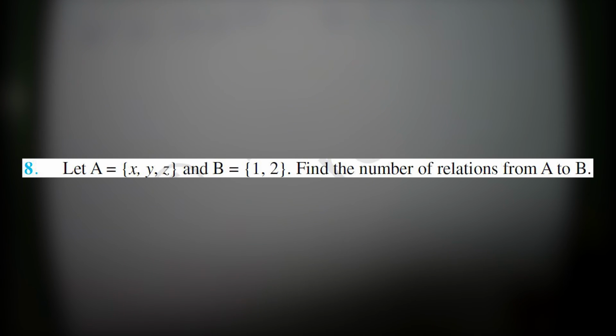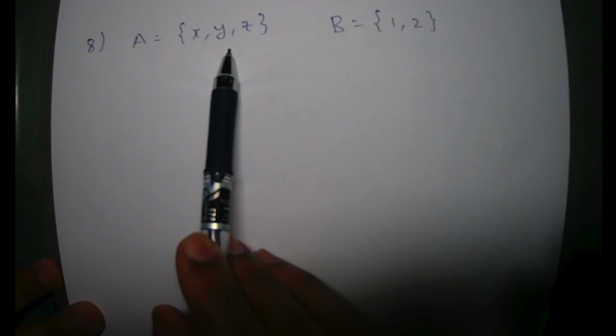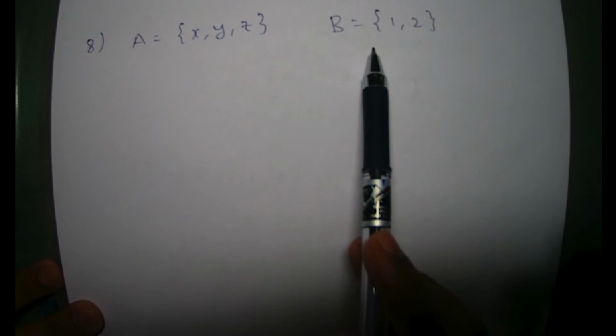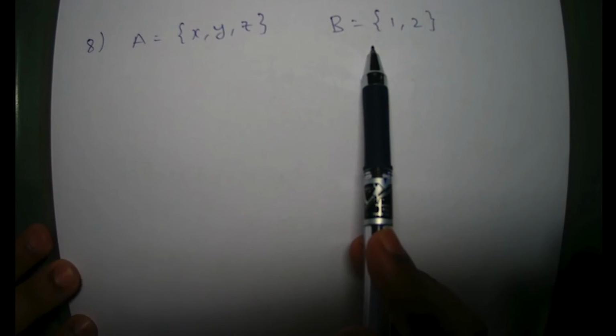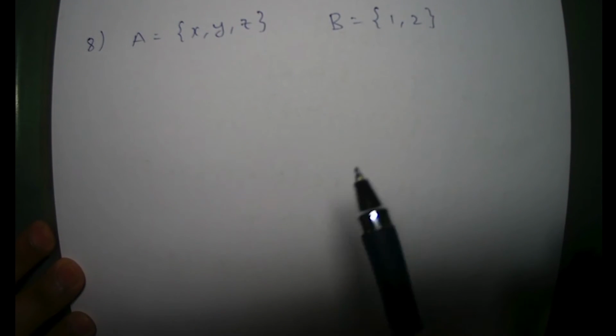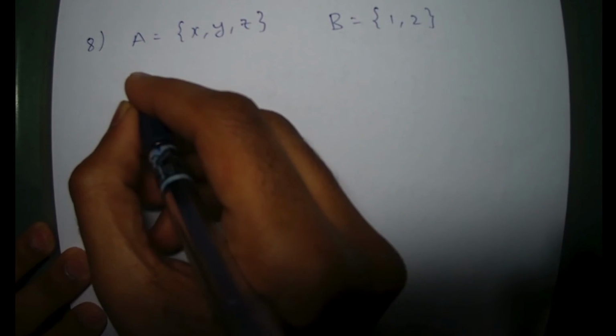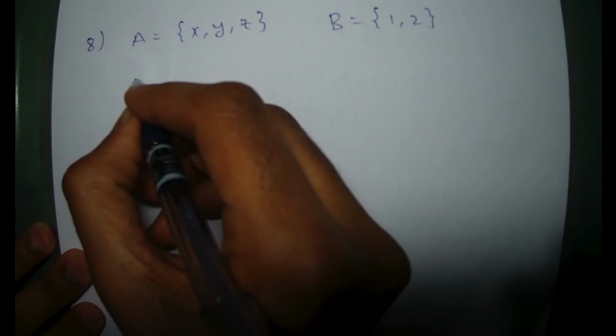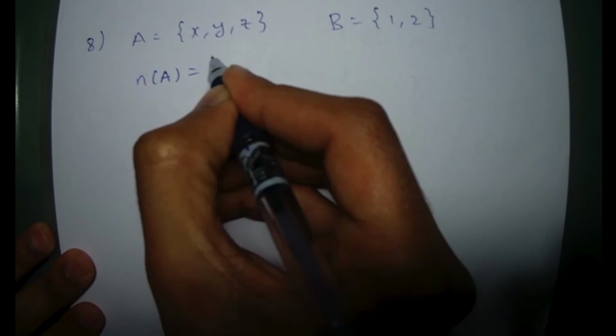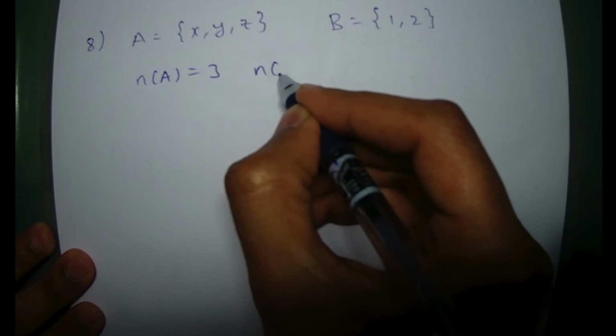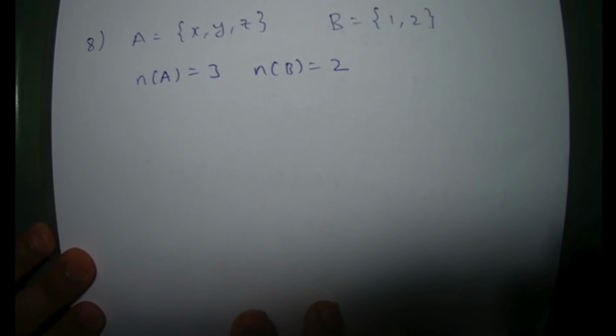Coming to the 8th question, let A is equal to {x, y, z} and B is equal to {1, 2}. Find the number of relations from A to B. We have set A is equal to {x, y, z} and set B is equal to {1, 2}. So we have to find the number of possible relations which can be done. So first we'll find out the number of terms in A. Number of terms in A is nothing but 3. We have 3 terms. Similarly, number of terms in B is equal to 2, since we have just 2 terms in set B.